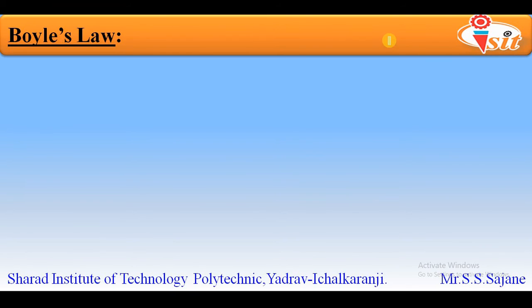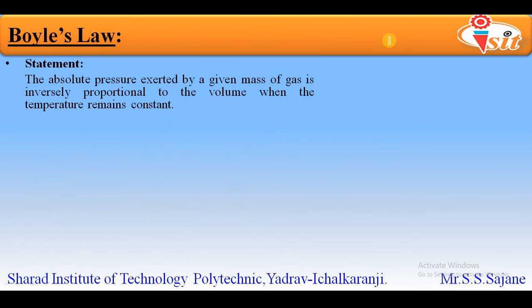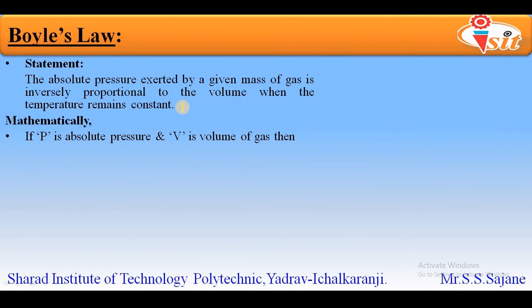We will just see the statement once again, and then we will understand this law with the help of the diagram. So the statement of Boyle's law: the absolute pressure exerted by a given mass of gas is inversely proportional to the volume when the temperature remains constant. You can simply remember this statement just by remembering the mathematical expression for this law. The mathematical expression is given below.